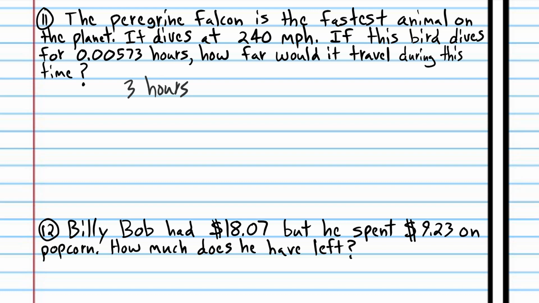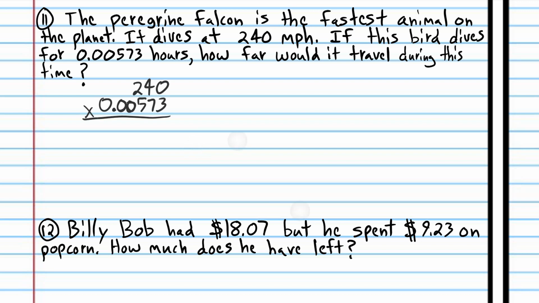So that gives us the answer. We don't divide those two numbers. We multiply these two numbers. So now that we know that it's multiplication, we just do the multiplication algorithm. So 240 times 0.00573. I lined up the numbers. I didn't line up the decimals. Remember, when you multiply decimals, you don't have to line the decimals up.